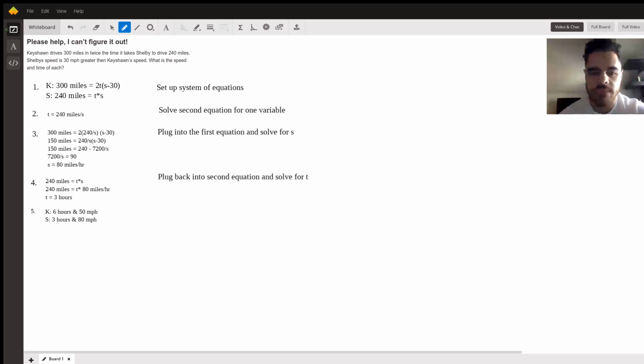And if you want, you can plug them all back into the original equations to make sure that everything is correct.